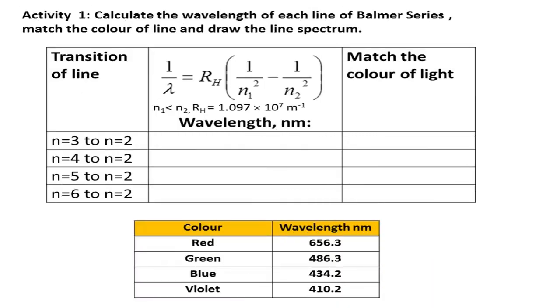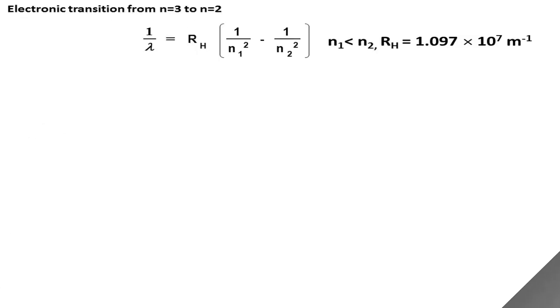From the previous slide, it can be seen that electron transitions from higher energy level to lower energy level are responsible to produce the photon that gives the discrete line on the emissions line spectrum. Hence, by knowing the energy levels involved in the electron transitions, we can calculate the wavelength of the photon produced using the Rydberg equation. For instance, electron transitions from energy level n equals 3 to energy level n equals 2. By substituting the energy levels into the Rydberg equation, the wavelength of the photon can be obtained.